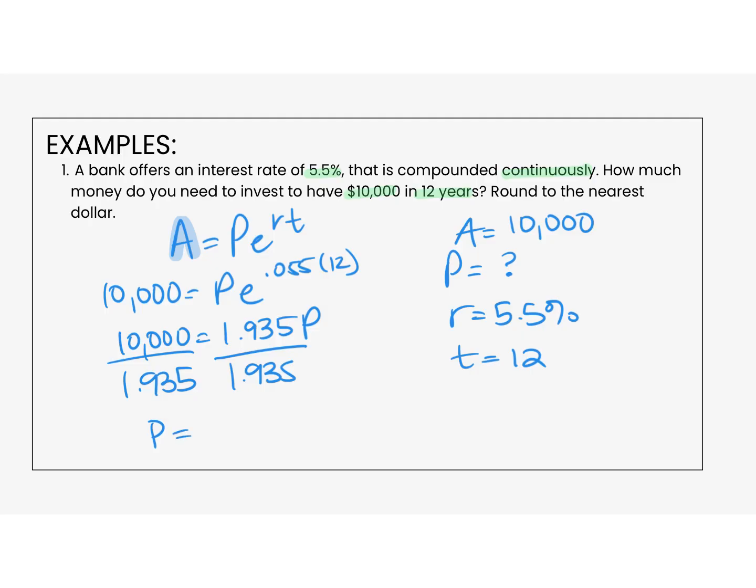It says round to the nearest dollar, so I get 5168.5. So that would be 5,169 actually. Okay, so that's how much I would start with. That would be my initial investment there.